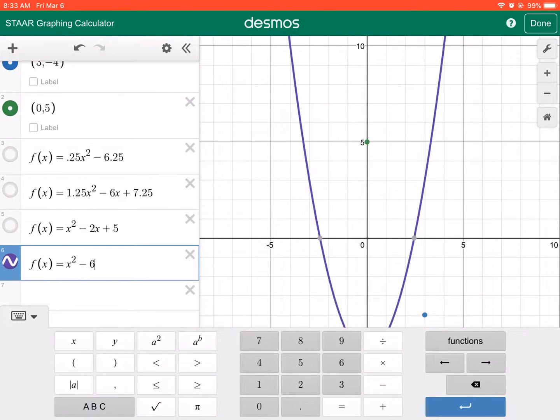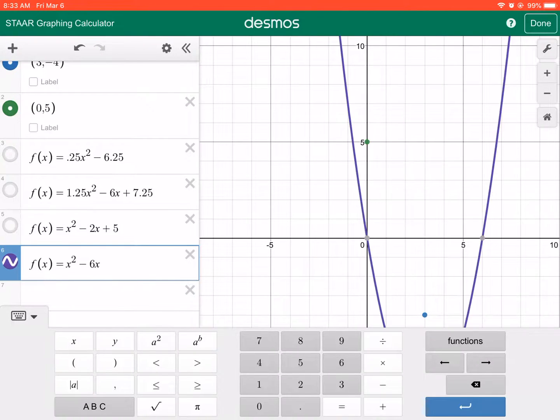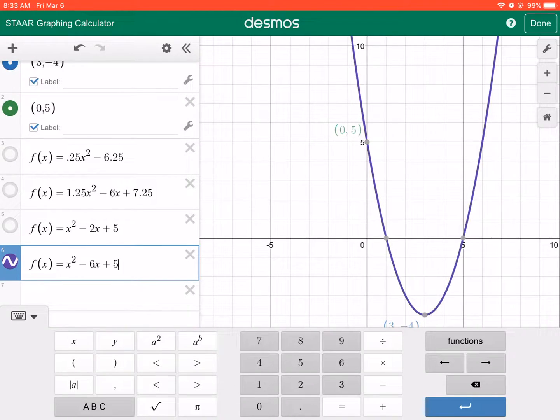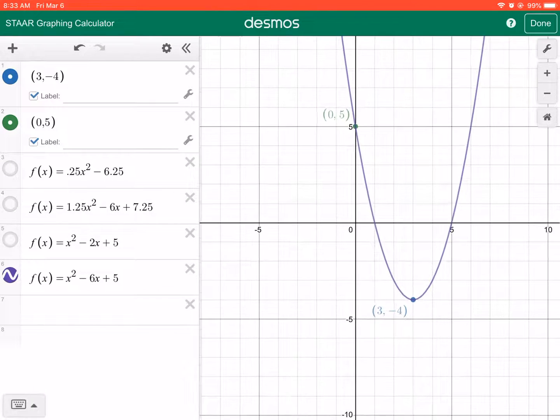So hopefully it's this last one, x squared. Otherwise, we've got to go check for typos. Plus 5. Nope, plus 5. There we go. All right, so it goes through. I'm going to click label on here so we can see them now. It goes through both of those points. So there it is. Answer choice D.